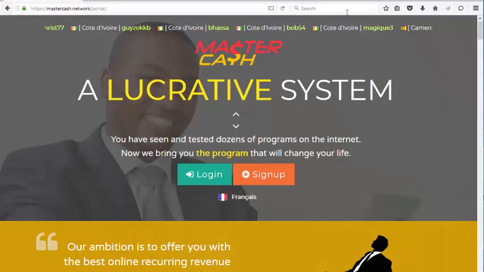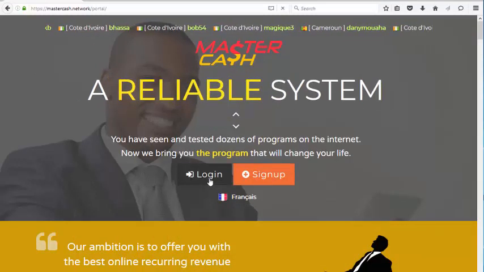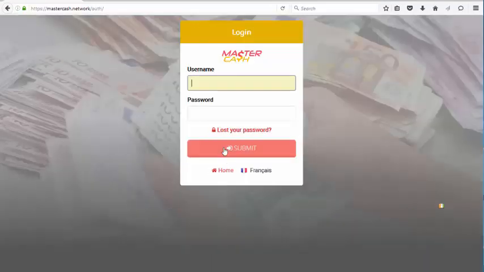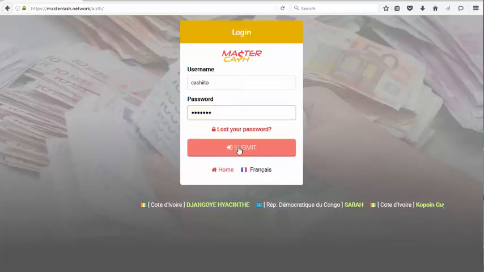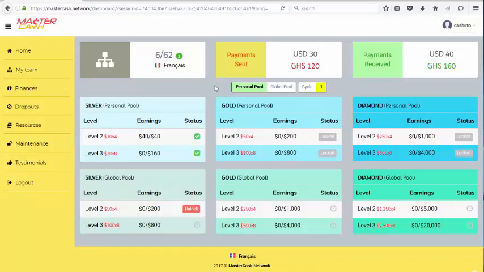So let's go to the site. Okay, here we go. You click on login, then you enter your credentials, then you submit to enter into your account. So this is your account.